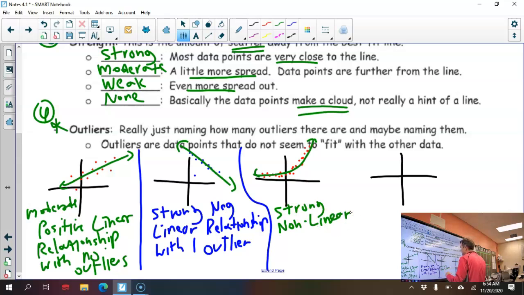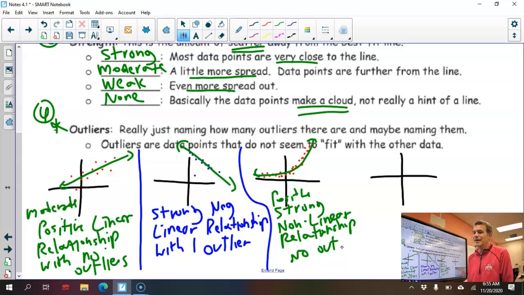Oop, I forgot positive. A positive, strong, nonlinear relationship with no outliers. You agree with that? So you see, basically, I'm using all 4 of these words each time, all 4 of these concepts when I describe my graph.